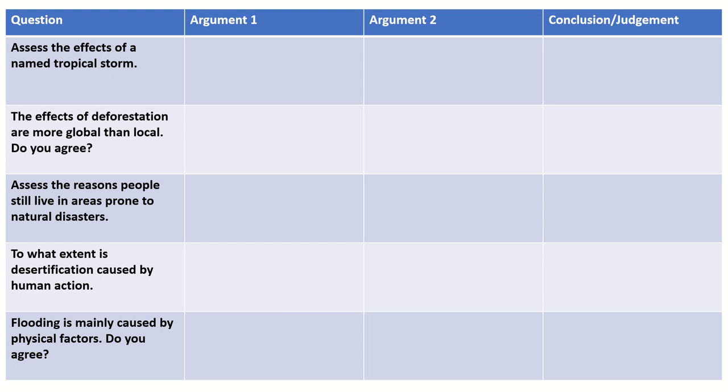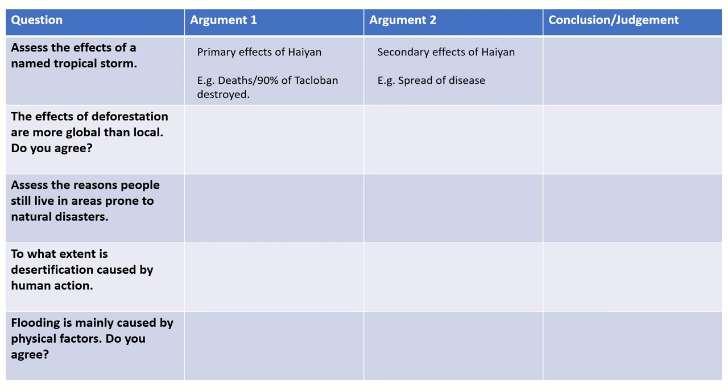Assess the effects of a named tropical storm. If I'm assessing the effects, I'm weighing up basically which is the worst one. So initially, I think in this argument, my first paragraph will be about the primary effects of Haiyan. I talk all about the 6,190 deaths. I talk about 90% of Tacloban being destroyed, 4 million people being made homeless by those storm surges and by those really high wind speeds as well. My argument two will probably be on the secondary effects of Haiyan here, like the spread of disease, the issues they had with their response, etc. And then to conclude, I just give which one do I think is worse. So of the impacts I've spoken about, which one could be worse?